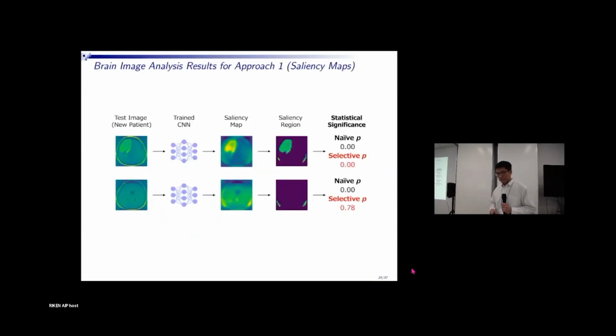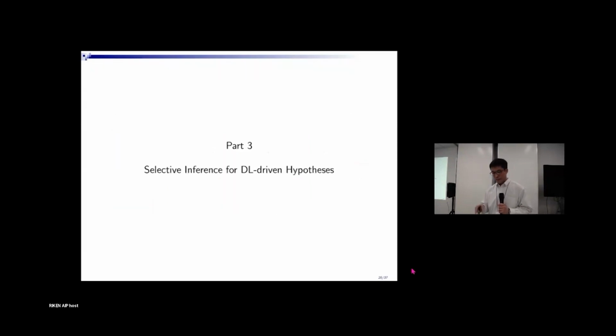So for example, when we apply selective inference to the saliency map problem, this is fine. This is a true positive case. But in the case where there is no tumor here, the naive p tells that this is highly statistically significant, but the selective p tells that this is not. This is actually because the neural network selected seemingly different parts.